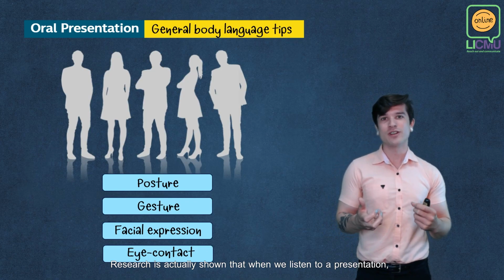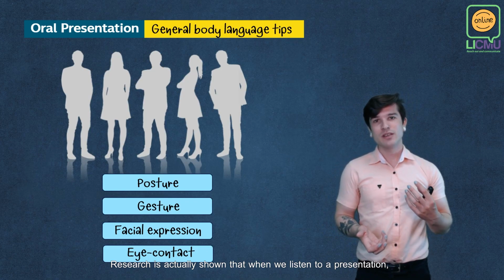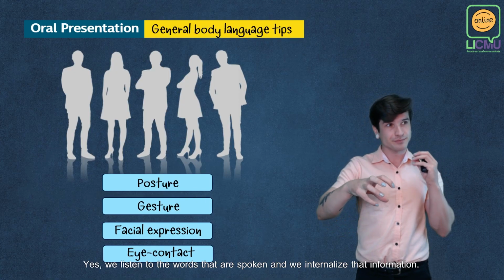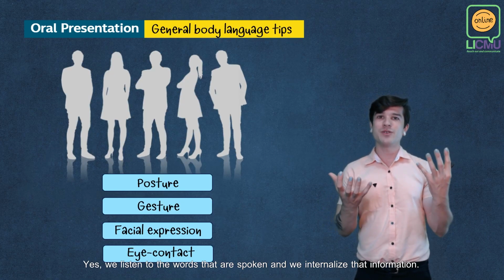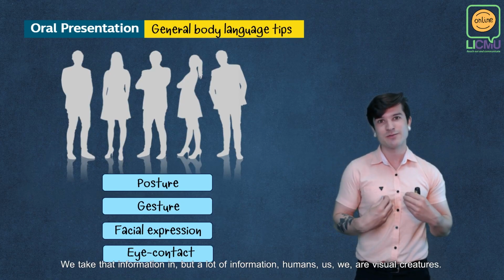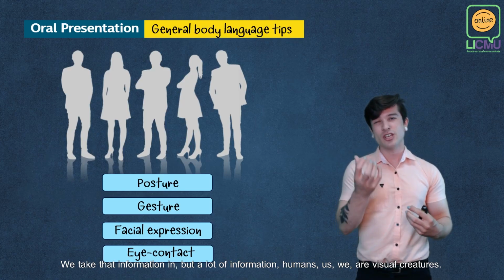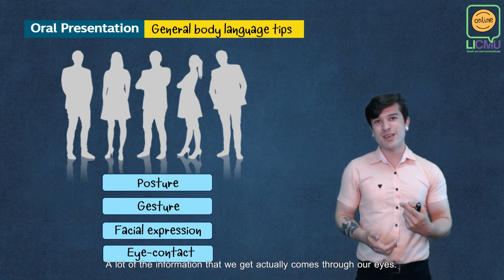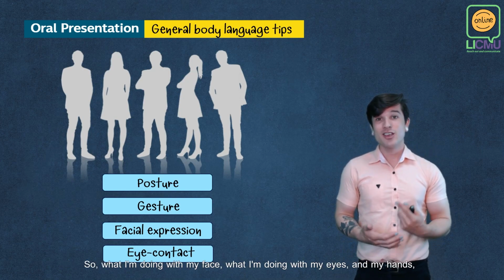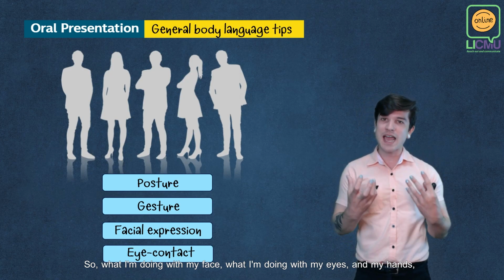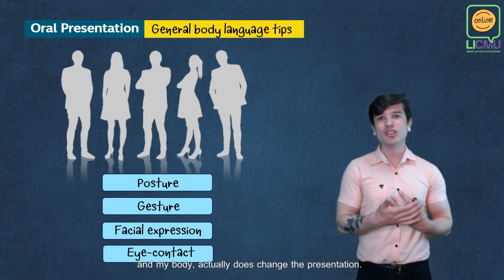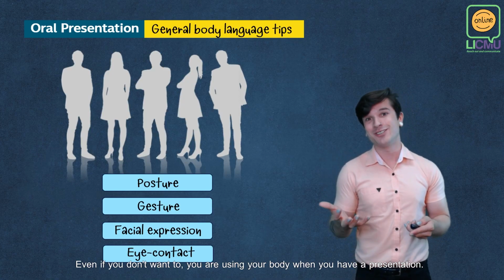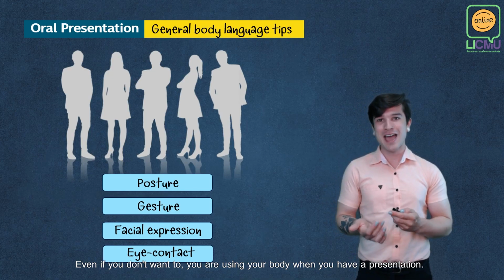Research has actually shown that when we listen to a presentation, a lot of the information comes through our ears. Yes, we listen to the words that are spoken, and we internalize that information. We take that information in. But humans, we are visual creatures. A lot of the information that we get actually comes through our eyes. So what I'm doing with my face, my eyes, my hands and my body actually does change the presentation. Even if you don't want to, you are using your body when you have a presentation.